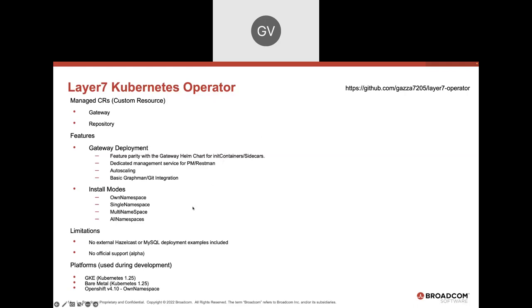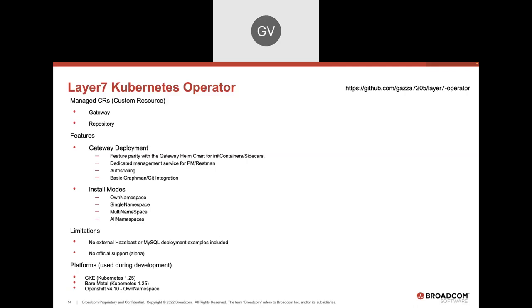I just wanted to mention a couple of the install modes. We do support own namespace and basically single, multi, and all namespaces. What that means comes down to the role that you require to install the operator. The install mode that we'll be using today is own namespace. So we'll be installing it with a namespaced role, which means that the Layer 7 operator won't have any control outside of the namespace that it's deployed in. And that's the way that we generally recommend that you install the Layer 7 operator.